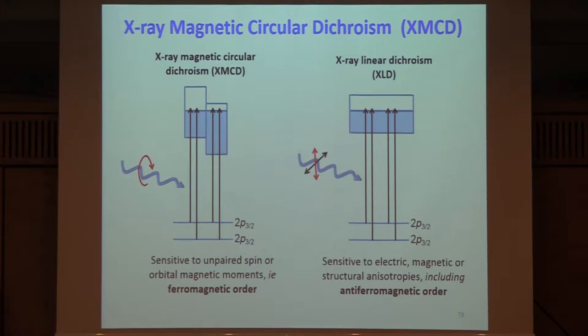We're not primarily interested in ferromagnets, we're more interested in the antiferromagnets. If you have spin polarized beams, then you're sensitive to the ferromagnetic order. If you have linearly polarized beams, then you're sensitive to almost any difference in the structure between one polarization and that at 90 degrees to it. So you're going to be sensitive to strain, structural electric anisotropies and any magnetic anisotropy. And this magnetic anisotropy now, it's not circularly polarized, it's linearly polarized, it can be antiferromagnetic.